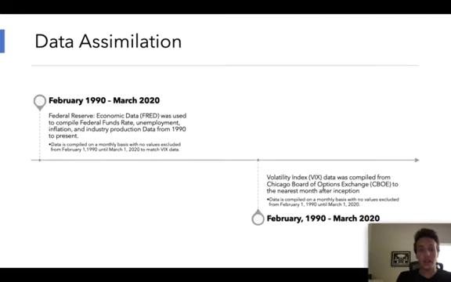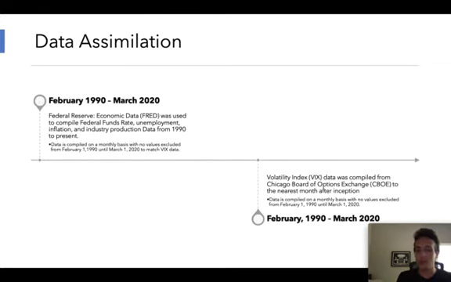To start off, the data assimilation started February of 1990 and went until March of 2020 for all variables. The Federal Reserve Economic Data website, the FRED, was used to compile federal funds rate, unemployment data, inflation rates, and industry production data from 1990 until present. Data was compiled on a monthly basis with no values excluded.